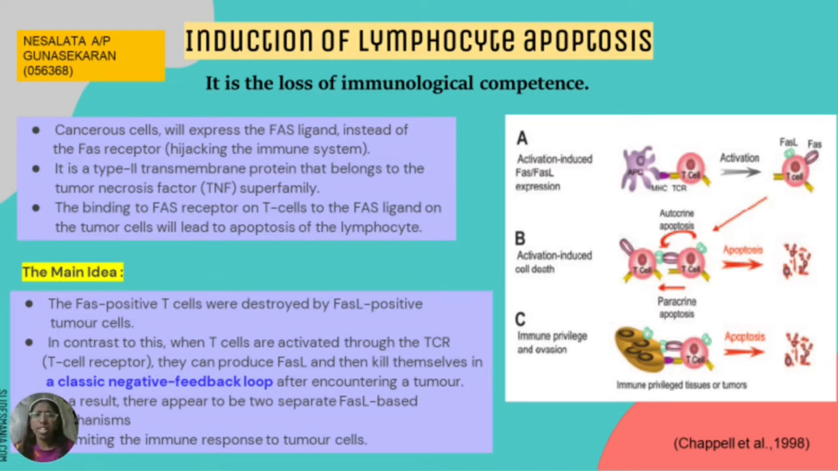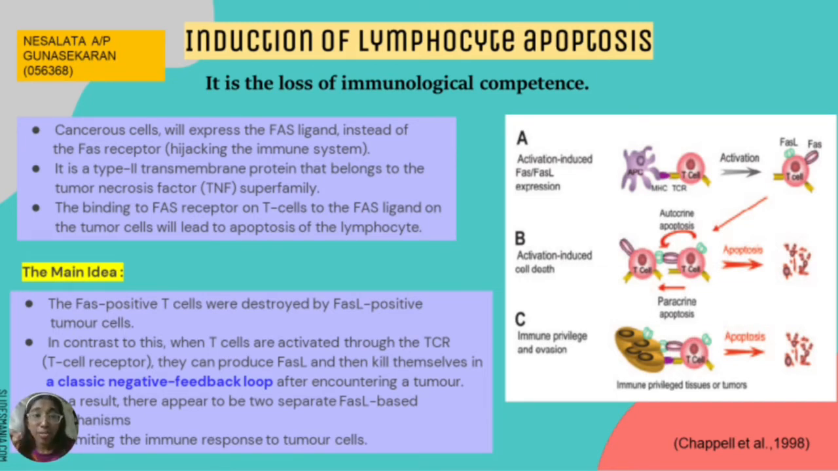Now, why do I say that? Because in a normal immune response against tumor cells, it is the T cell, the lymphocyte, that will express the FAS ligand to kill the tumor cell. But in this case, the opposite happens.